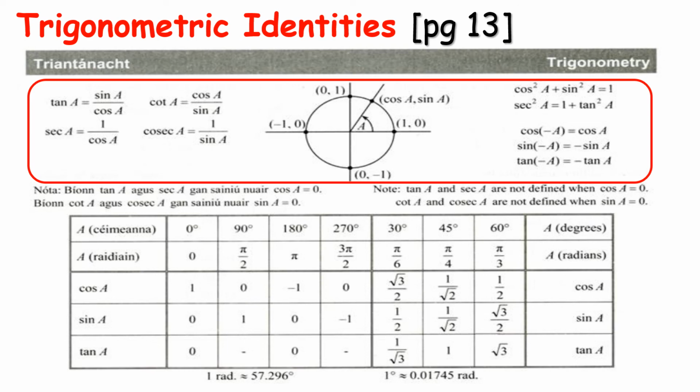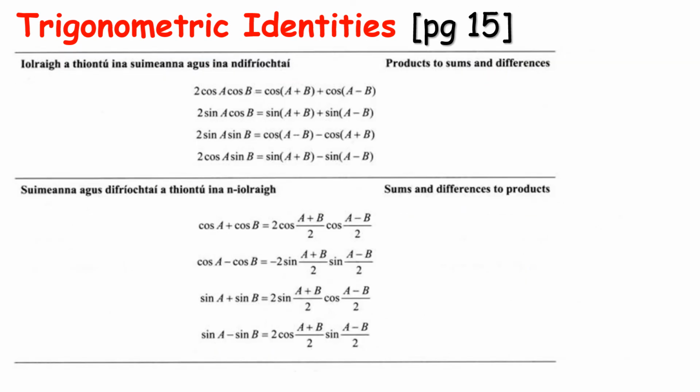At the top of page 13, we have tan, sec, cot, and cosec. On the left hand side, we then have what is possibly the most important little identity, and that is that cos squared a plus sine squared a equals 1. That comes from our unit circle. We then have sec squared a is equal to 1 plus tan squared a, and then a little bit below about negative angles. The identities also appear on page 14 and page 15 of your log tables.